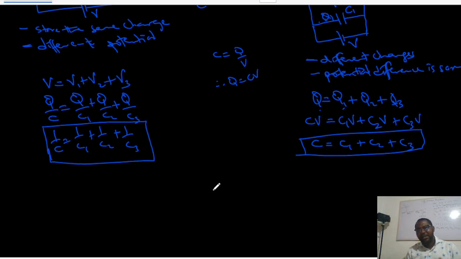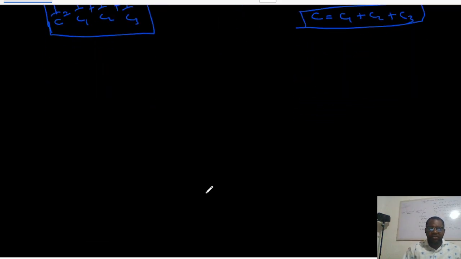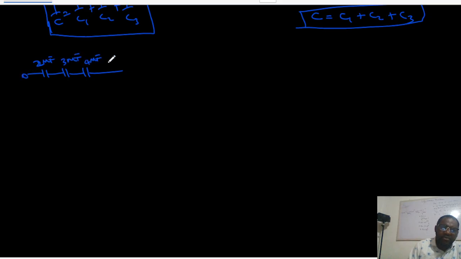I like to always state this. Now let us see some examples. Let's say you have three capacitors in series, 1, 2, 3, like this. Let's say this is 2 microfarad, this is 3 microfarad, and this is 4 microfarad, and I am asked to find the total capacitance here.